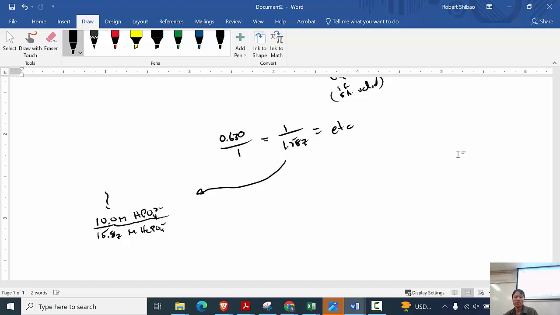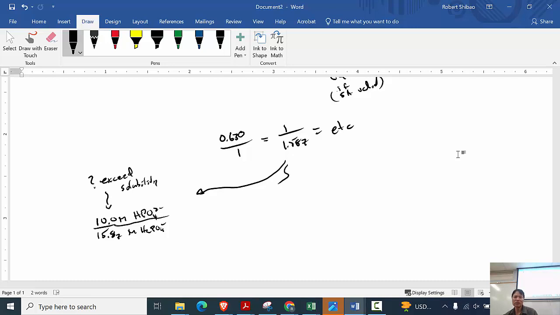This might exceed the solubility, so the question mark is, does this exceed the solubility? We probably can't have that. So we'll pick something a little bit smaller. Maybe let's try to double it.